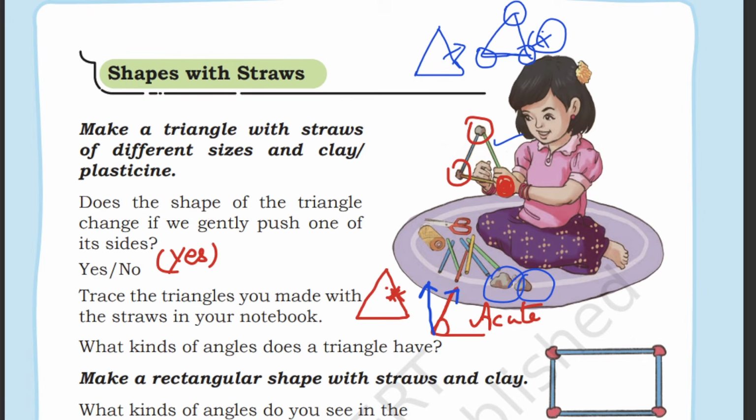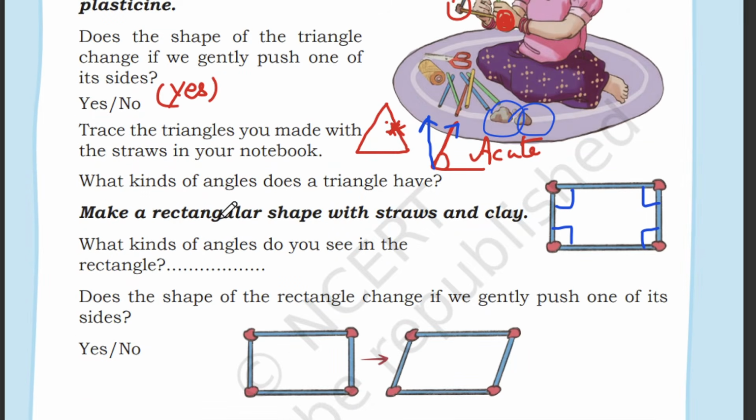So next one, make a rectangular shape with straws and clay. So here, what kind of angle do you see in a rectangle? So here we are making a rectangle using clay to join the edges and straws to make the rectangle. So what type of angle do we get? Here we can see the lines are straight. So what angle is this? This angle is a right angle. Very easy question, right? So this one is a right angle.